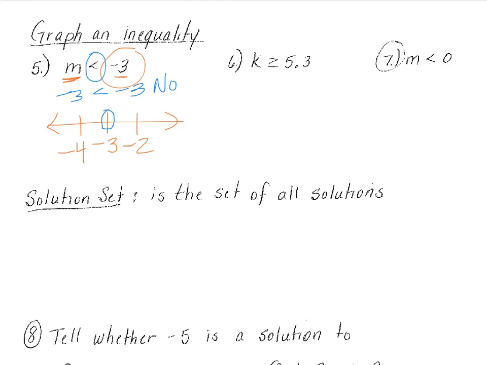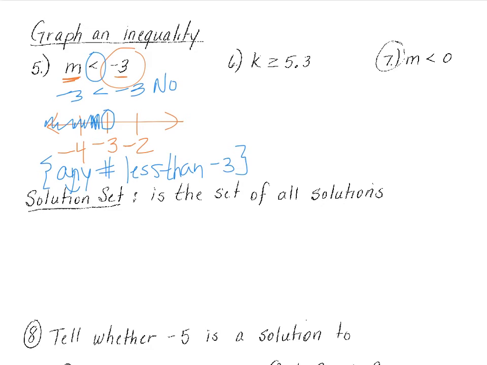And the solution set that we would say down here is all the numbers that work. So you would say m, which is any number, less than negative 3. And we're going to shade that way, any number less than negative 3. Well, that would be anything to the left. Less is to the left, and we're going to go that way. And that's how you graph it.